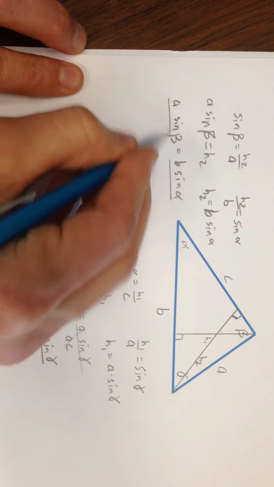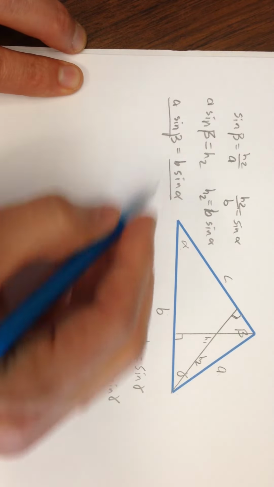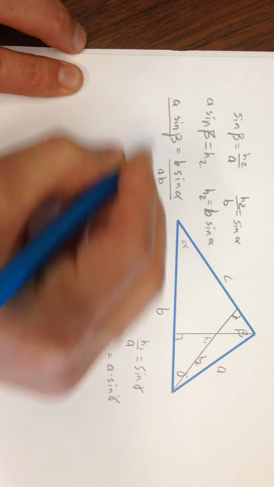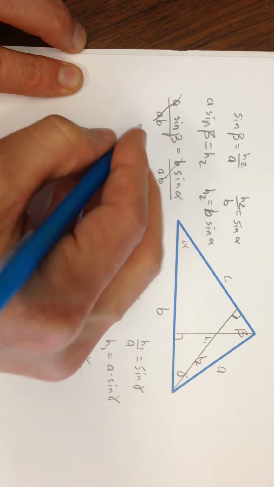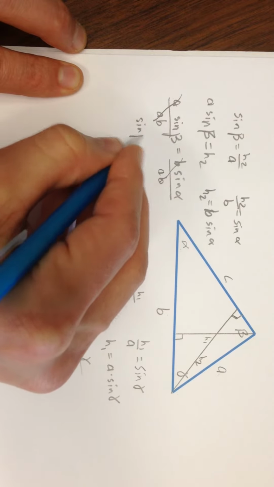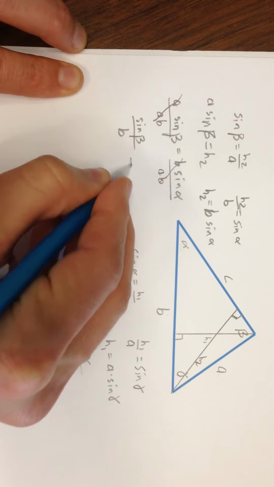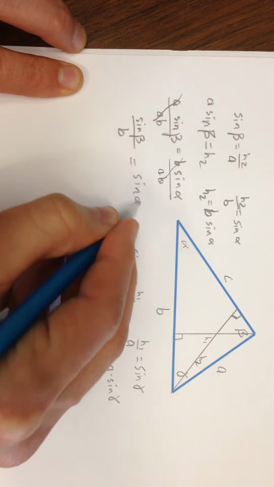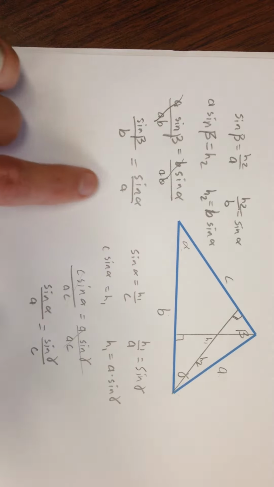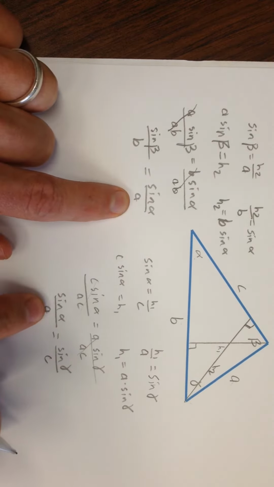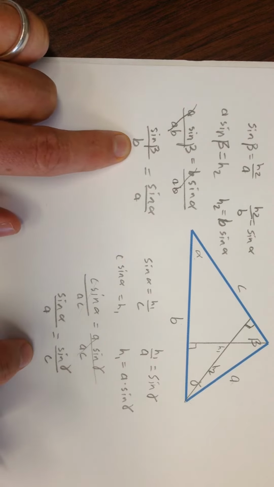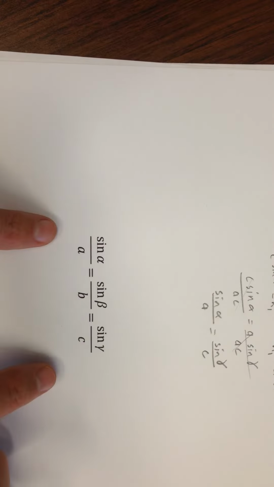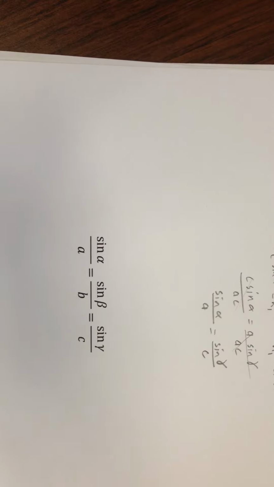I'll clear these terms out of the numerator actually with AB, AB. So I'll get sine beta over B equals sine alpha over A. And of course, since sine alpha over A is the same here, you'll see that sine beta over B is the same as sine gamma over C as well. And this is sort of the classic form where you've got all three set together. All three ratios are equal.